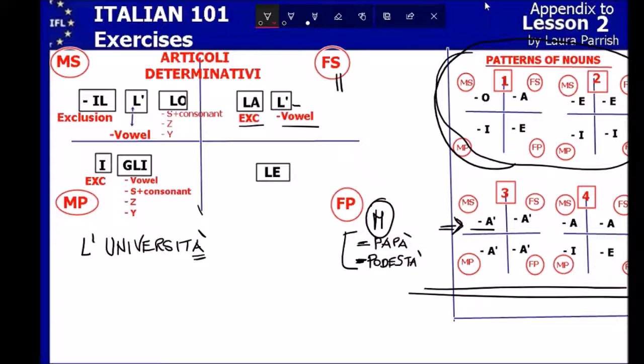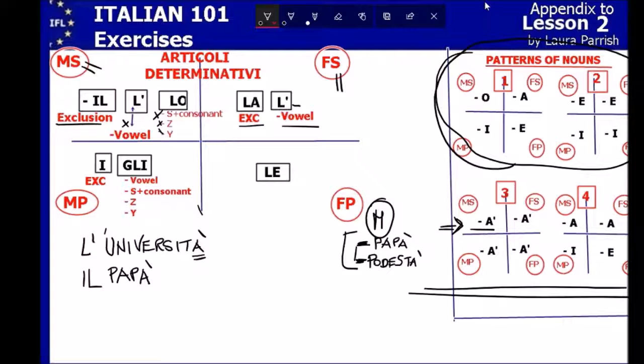Let's do another ending in a accent. Let's do papà. Papà, daddy. Okay, so this ending is one of the 2 exceptions. We know it is masculine because there are only those 2 exceptions. So we go to the masculine corner. We start from here. Does papà start with S plus consonant? Z, no. Y, no. Vowel, no. Okay, so by exclusion it is il. In fact, the right article is il papà.